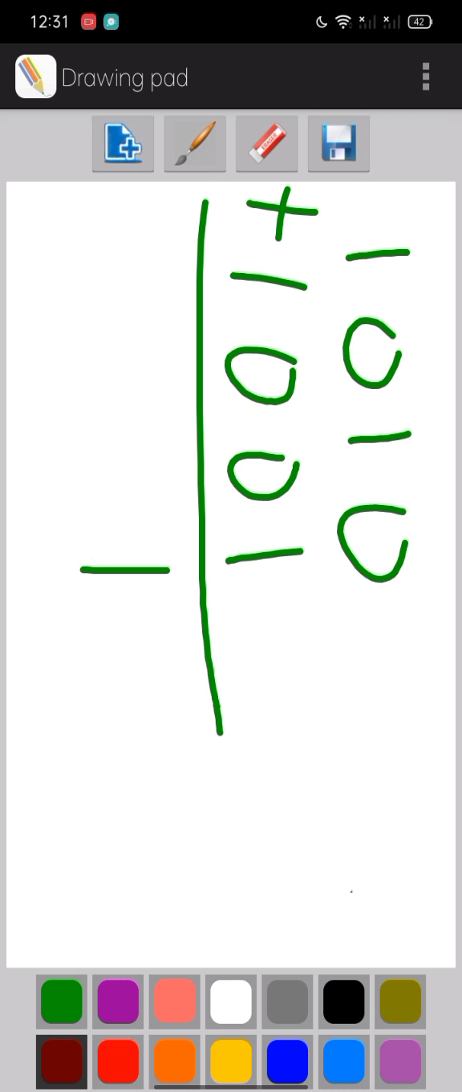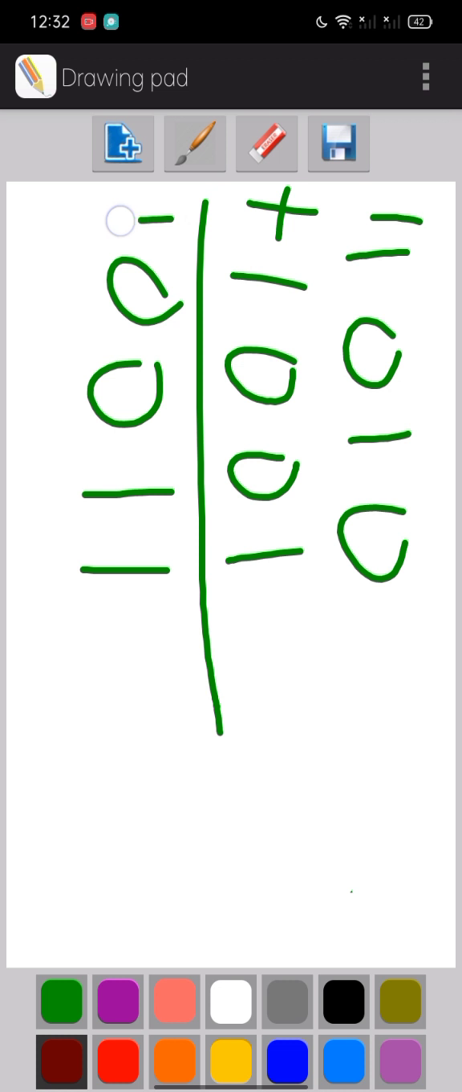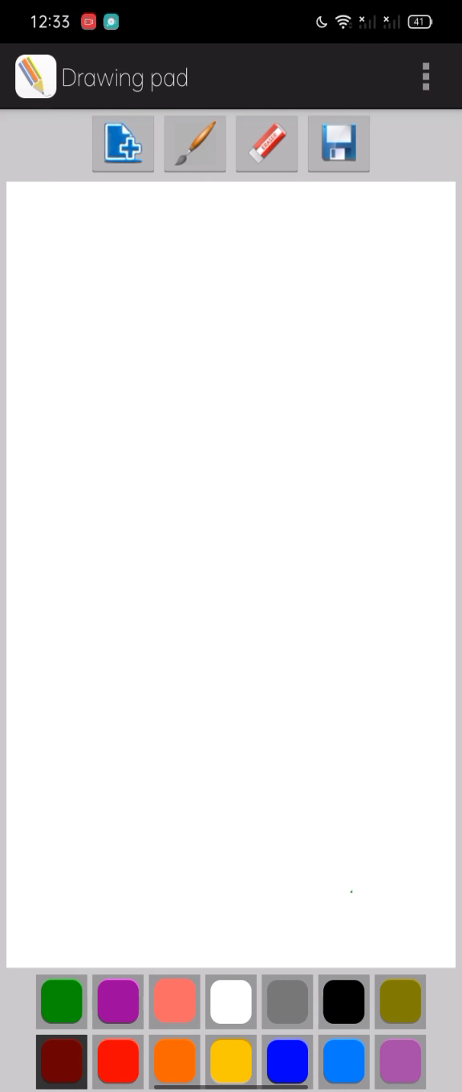So here we have 0 plus 1, which is 1. In the next column, we have 1 plus 0, which is also 1. And then for the third column, 0 plus 0 is 0. And for the last one, it's 1 plus 1, which, based on the last two examples, is 0, but you need to carry over a 1. So you get 1, 0.